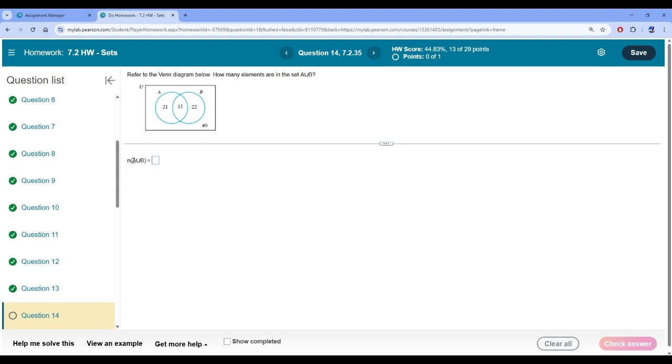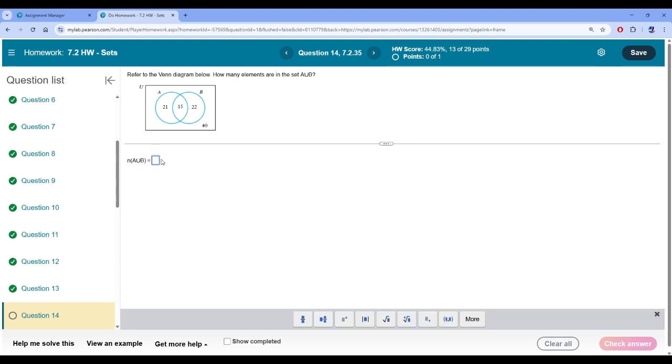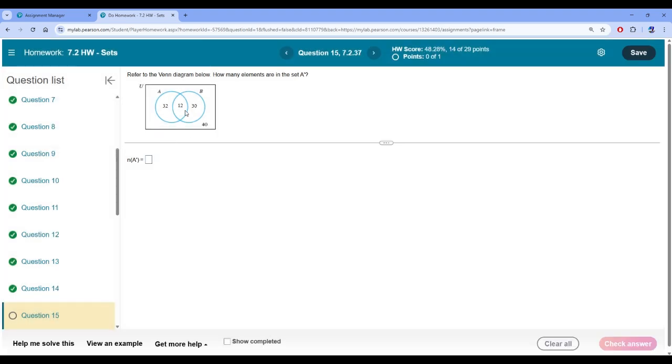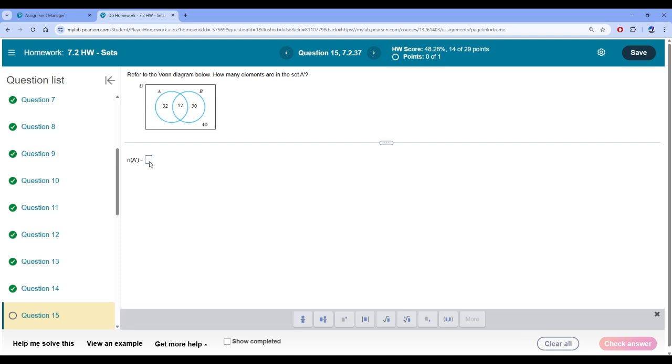A and B. So it's 21. It's all these three. 2, 4, 5, 58. Let's see. The complement of A would be 30 and 40, which is 70.